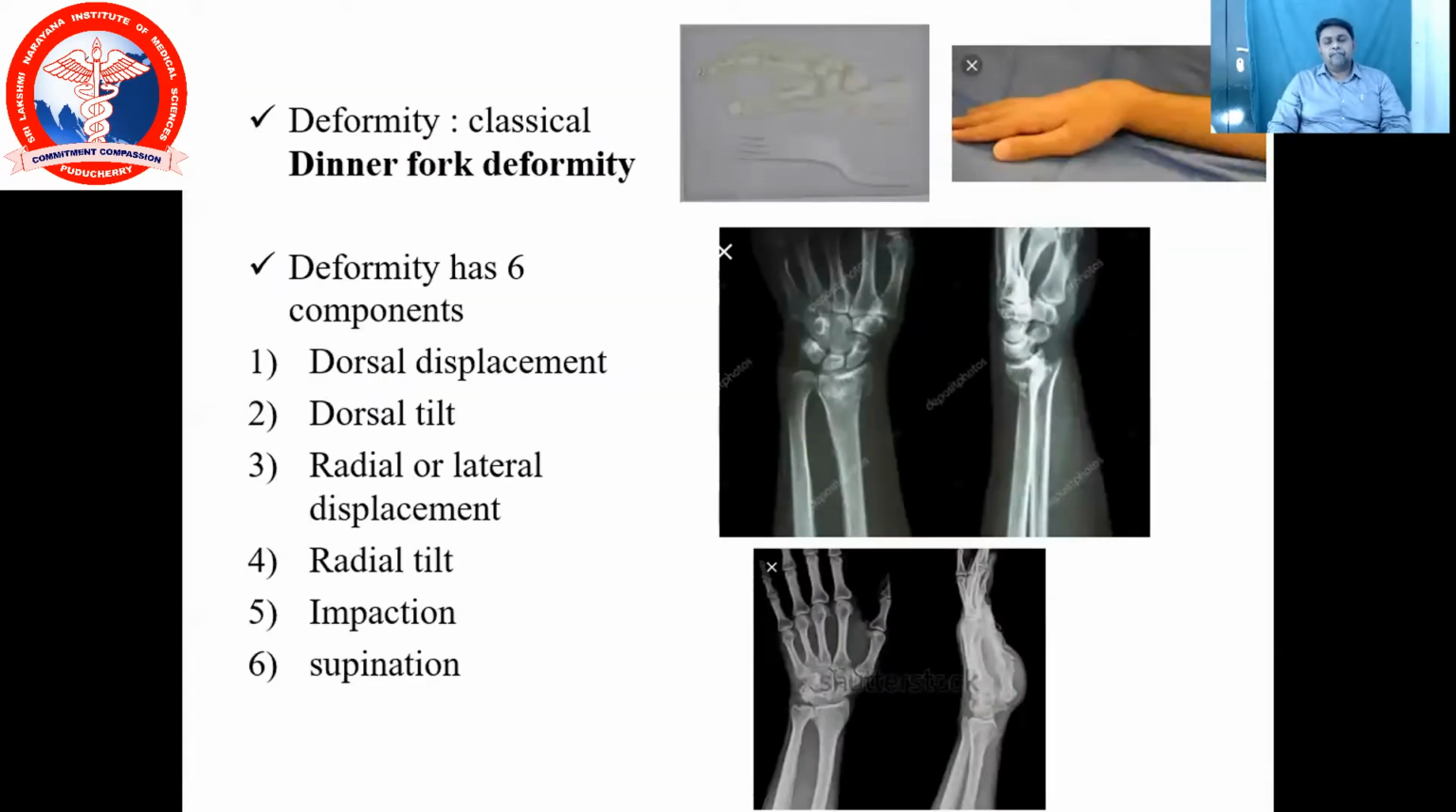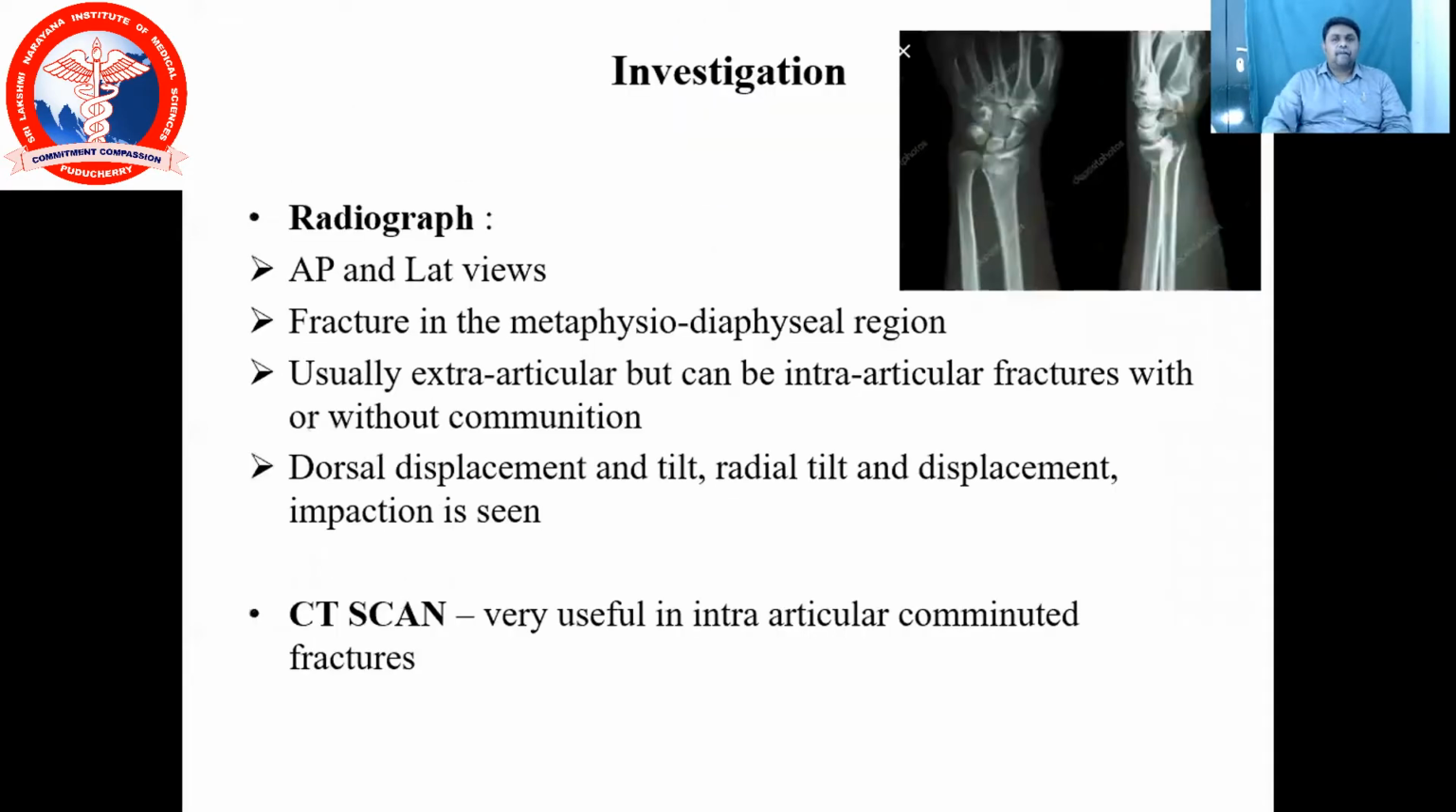And in this slide, in the top two pictures, you can see the deformity, the dinner fork deformity. In the classical dinner fork deformity, there are 6 components of deformity. So what are the 6 components? Dorsal displacement, dorsal tilt, radial or lateral displacement, radial tilt, impaction, and supination. These are the 6 components of the classical dinner fork deformity which you are going to see.